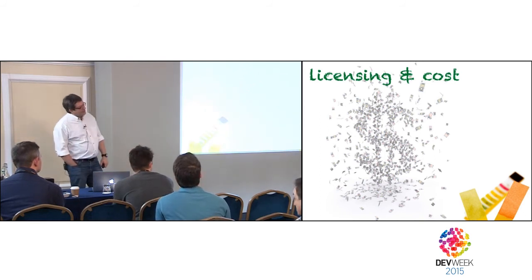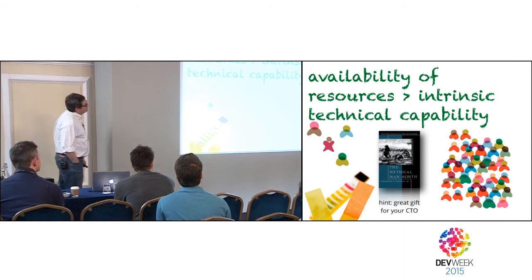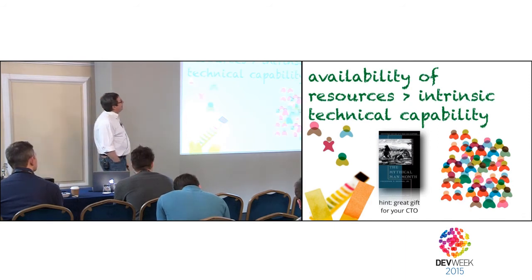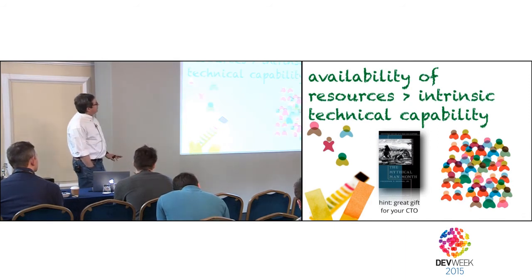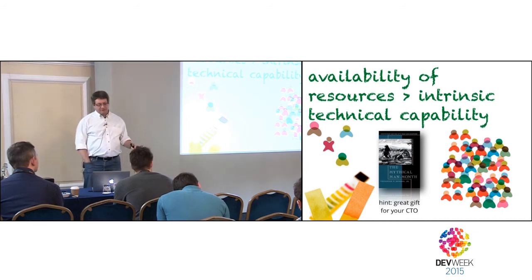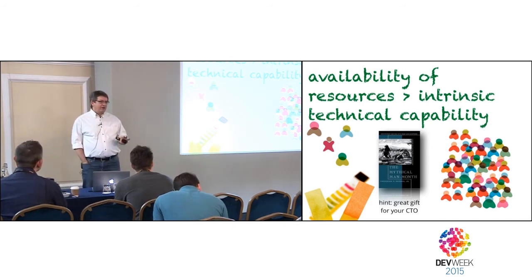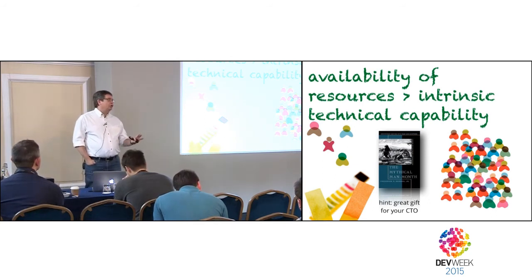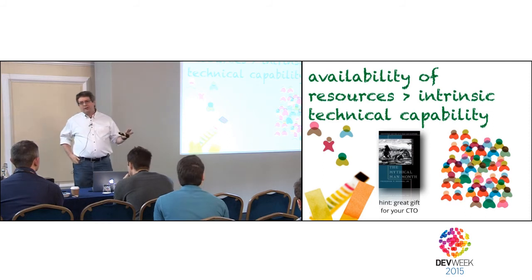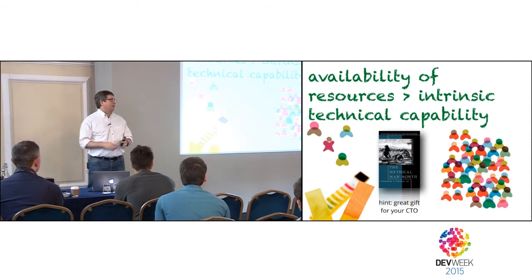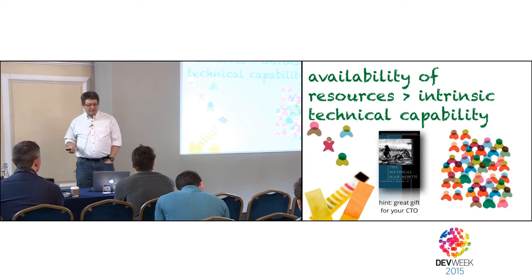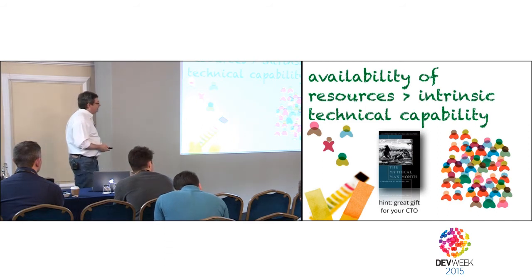This is something that CTOs and decision makers still miss all the time, that assessing the availability of resources is more important than the intrinsic technical capabilities of the people that we hire. We have known for a long time now that a few really good software developers can run rings around dozens of average software developers, but hiring people still have not figured that out. We're slowly starting to figure that out a little bit.